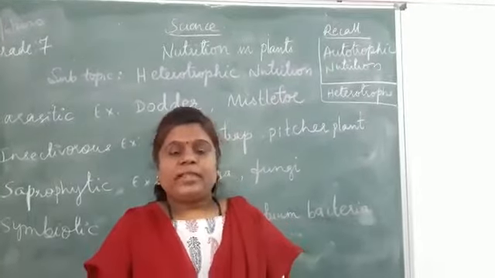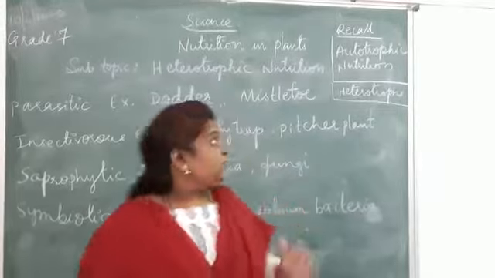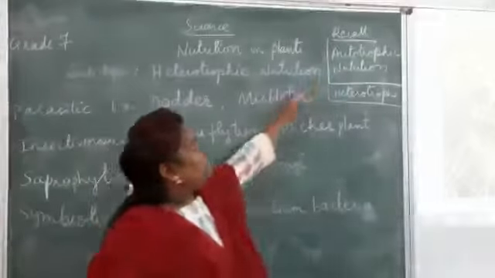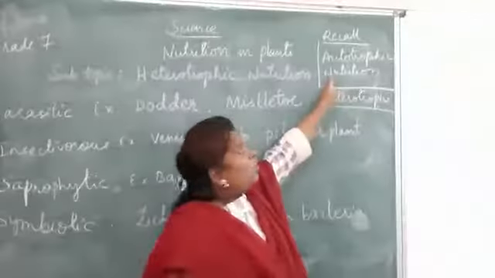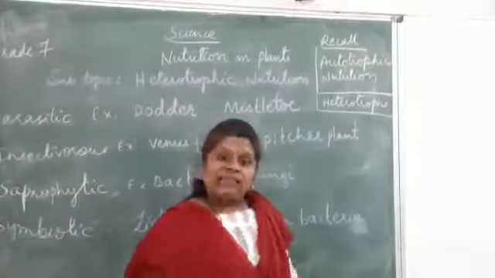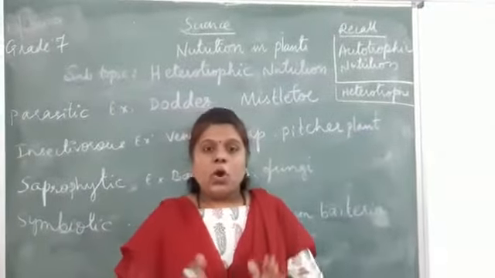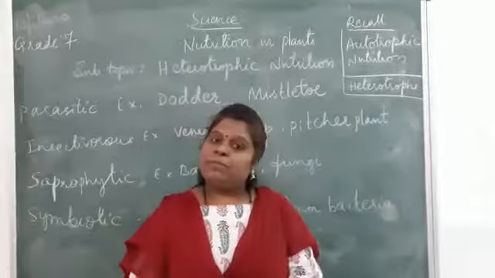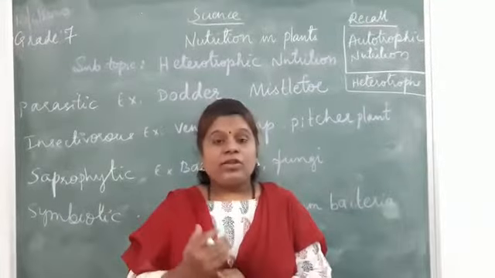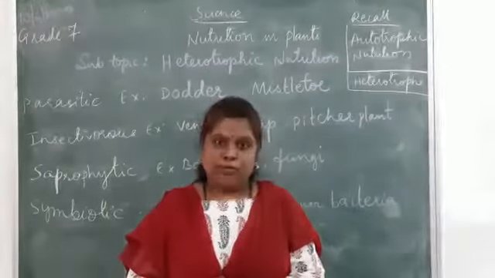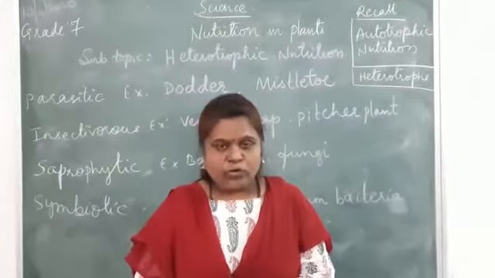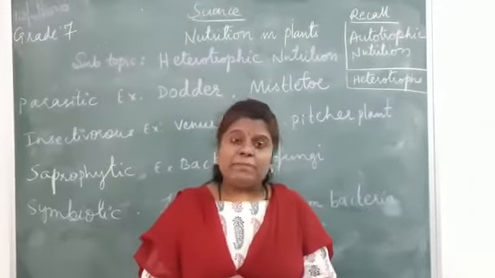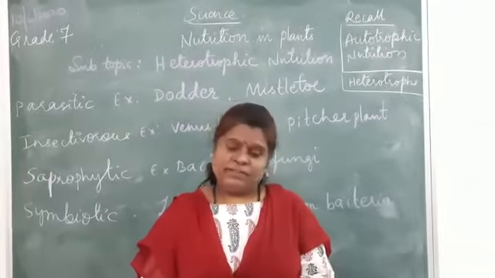Hello everyone. Before I start today's topic, that is the heterotrophic mode of nutrition, let's quickly recall the autotrophic mode of nutrition. What is the autotrophic mode of nutrition? As I have told you in the earlier classes, the autotrophic mode of nutrition is followed by those organisms which can prepare their own food, and the organisms which follow this kind of nutrition are called autotrophs. They are able to synthesize their own food because of the presence of the green pigment chlorophyll within the leaves.